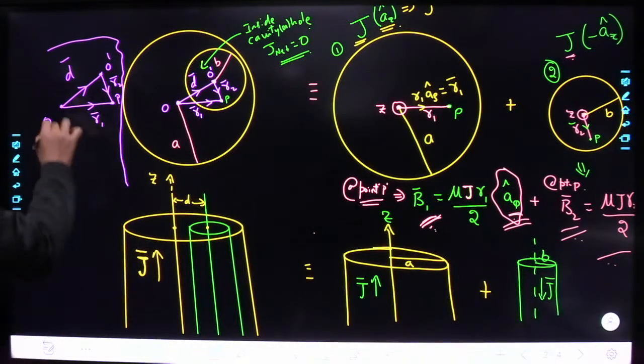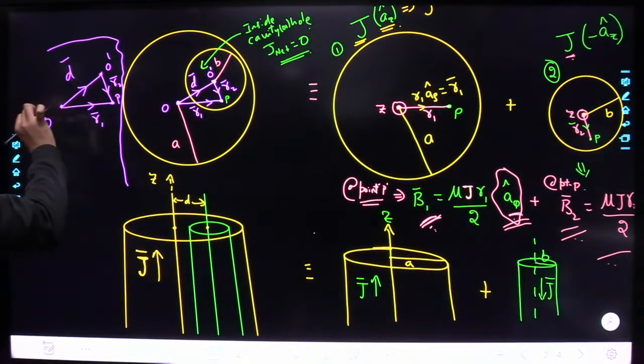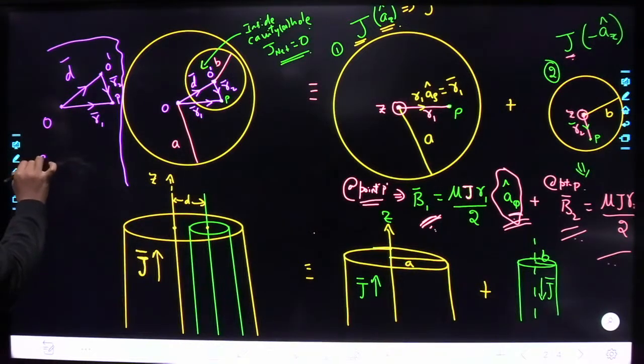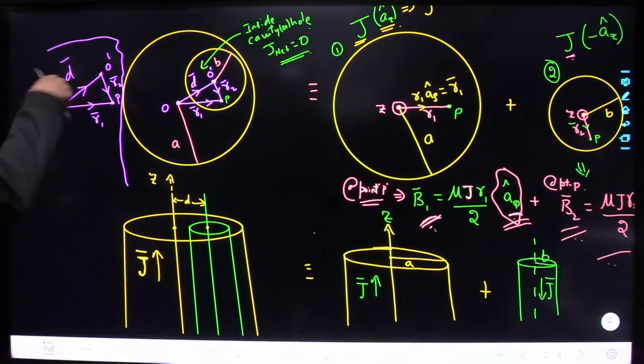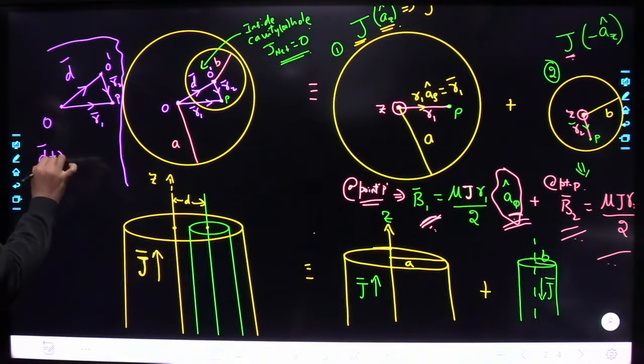Understood? So as you move from this point to this point, you are moving along the direction of the vector, so you are going to get D bar, and as you move from O dash to P, you are moving along the direction of the vector, that is plus R2 bar.